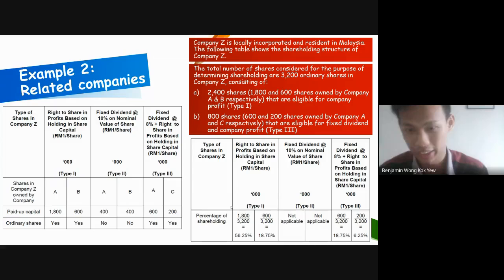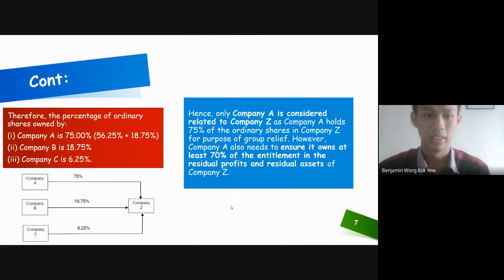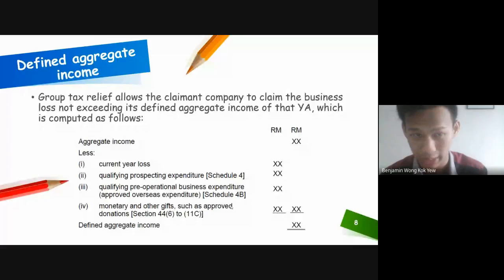Based on the calculation given below, you can find it in the IRB standards. You can refer to many more questions there. Therefore, the percentage of ordinary shares owned by A is 75%, B is 18.75%, and C is 6.25%. So in conclusion, only A has more than 70% shareholding of company Z. However, company A also needs to ensure it owns 70% of the entitlement to residual profits and residual assets of company Z. This is the second requirement, which is explained in the IRB. You can refer to that because it's quite long. So I will pass to the next slide, please.